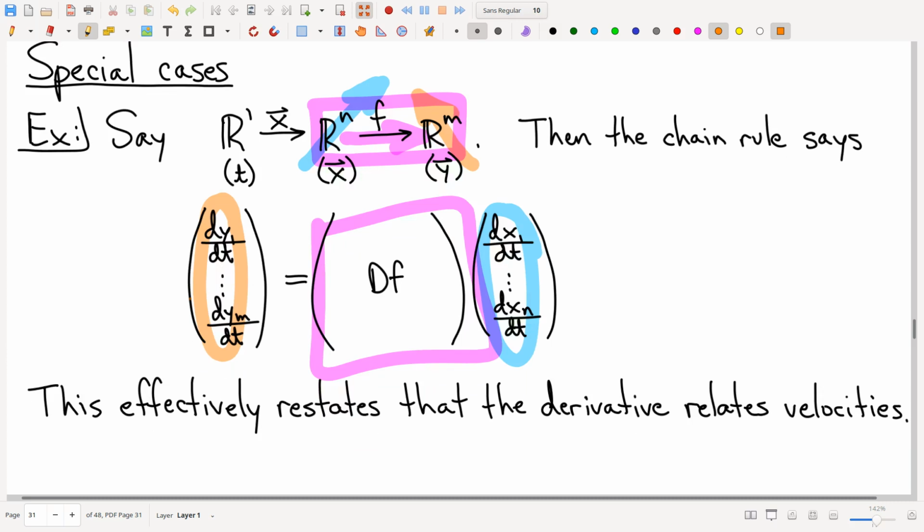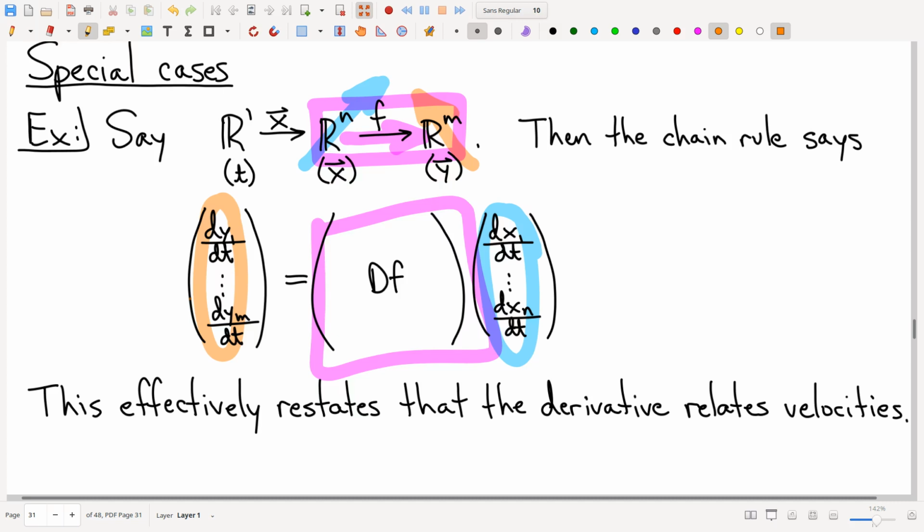This is a reminder that, as we already discussed, this is what derivative matrices do. Derivative matrices turn input velocities into output velocities. So I just like making this observation that the chain rule, at least this special case of the chain rule, can be viewed as a refresher, a reinterpretation of what derivative matrices are. Right? So pretty natural. And I like it when we connect dots like this.